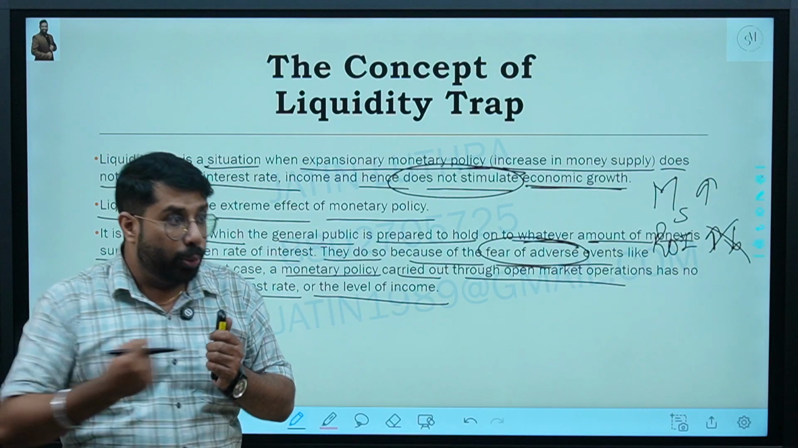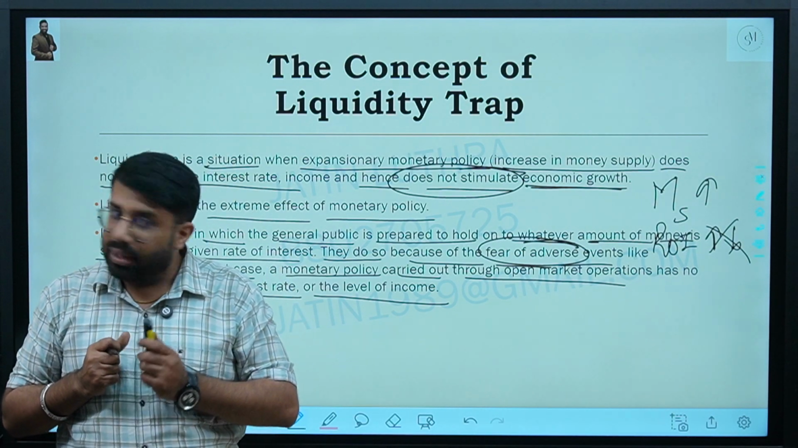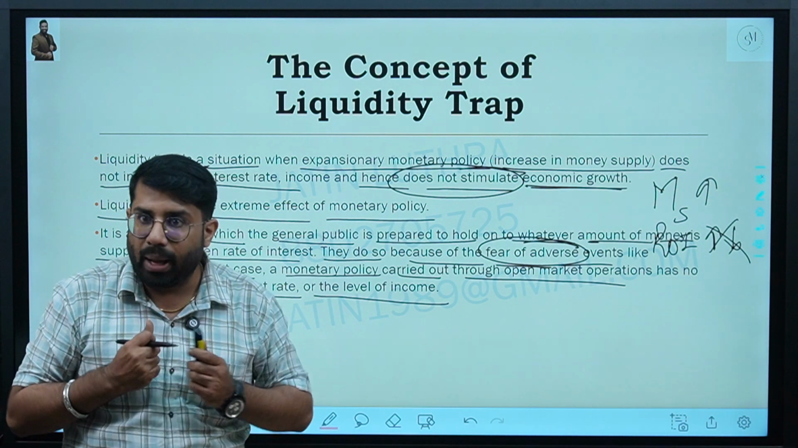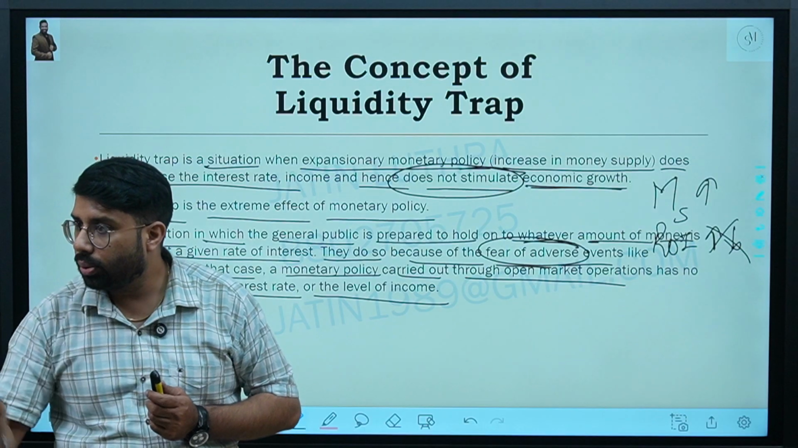Yes or no? When they take out the money, or when they hold the money, tell me, can we continue this growth? We will be able to continue this growth? Yes or no?